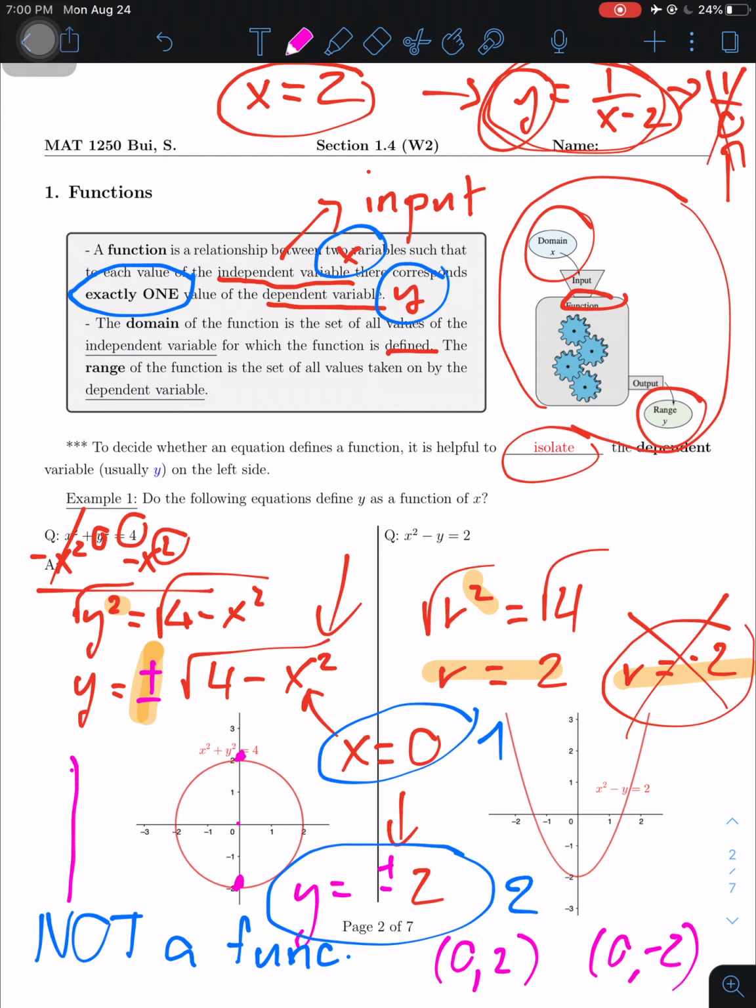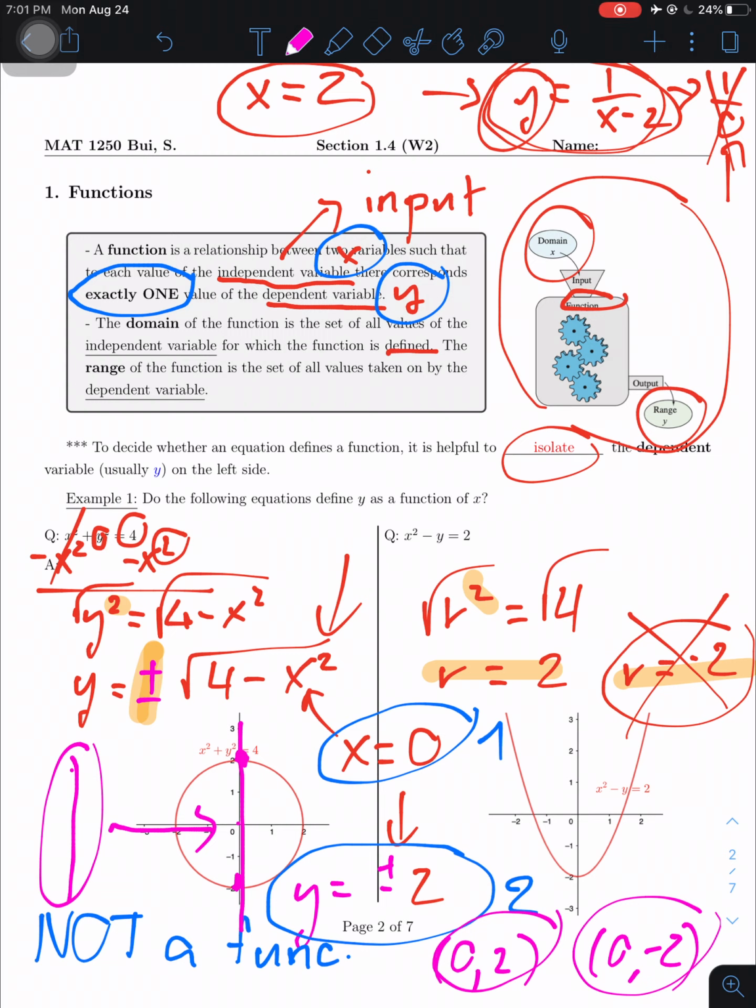Okay, if you try to connect it to the idea of moving the pen across the paper, like I just said, just imagine your pen is standing right here. At the beginning, your pen doesn't touch the circle at all, right? And then a moment later, you move the pen across to the right and it touches the circle twice, right here, at the points 0, 2 and 0, negative 2. It tells you that this is not a function because it touches your graph more than once.